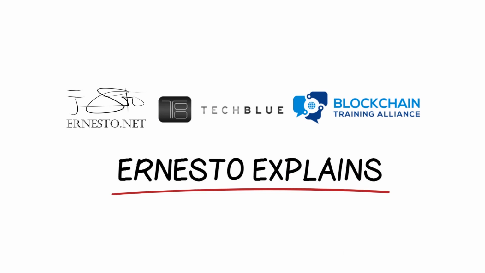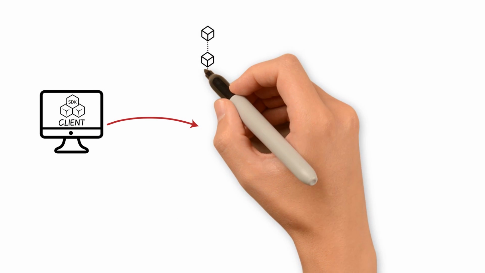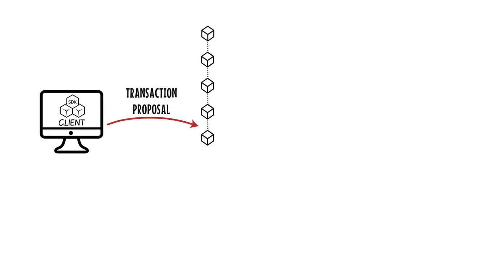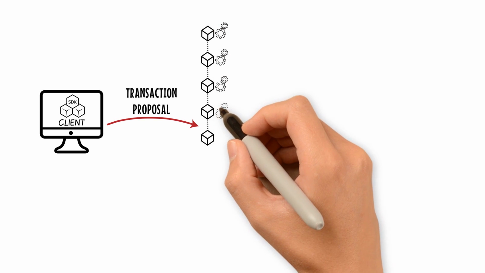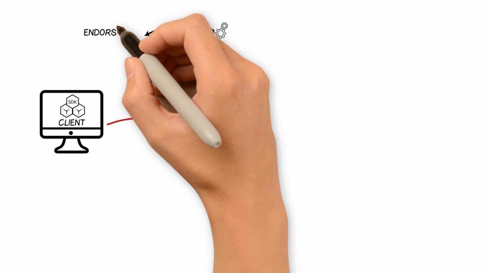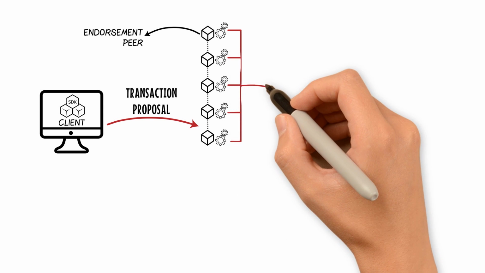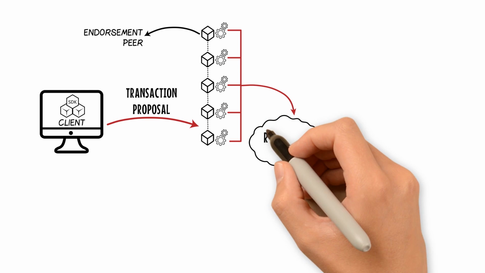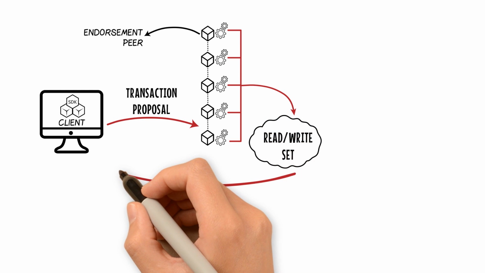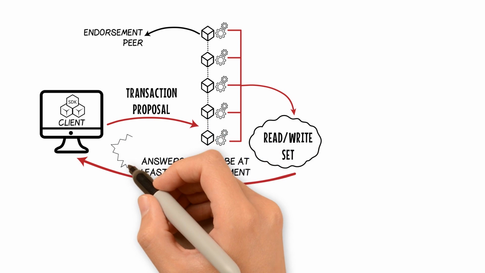As Ernesto explains, first, a client calls the blockchain through the application SDK, which triggers a transaction proposal, which is just a function call. Next, the exact same smart contract is executed on every permission node, called an endorsement peer. The result of the function, called a read-write set, is sent back to the client so that each of the results from each of the nodes can be compared. After all, we need to come to a consensus that all of the answers are at least 51% in agreement.